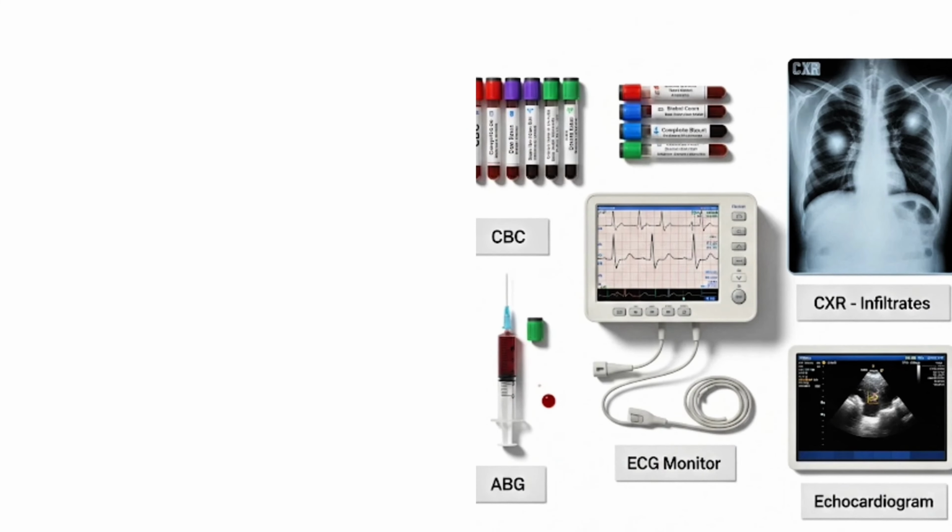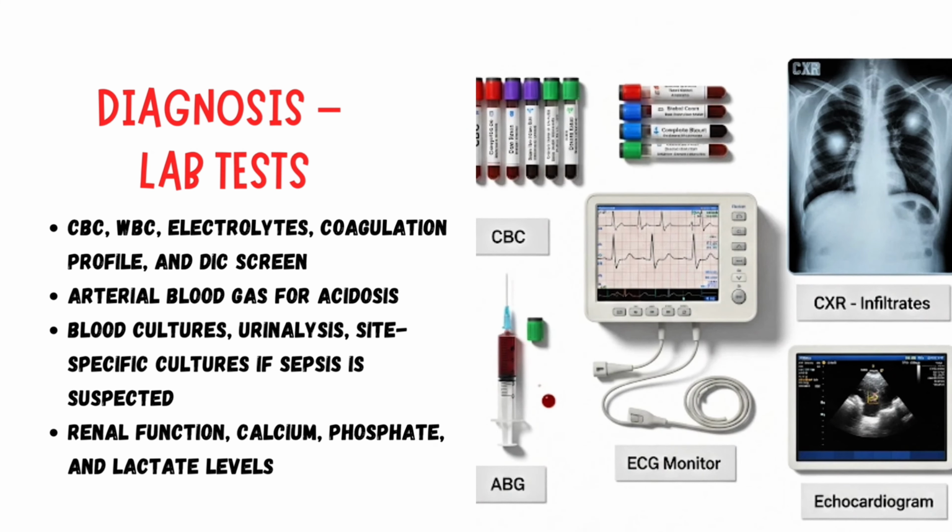In laboratory diagnosis, we should do CBC, WBC, electrolytes, coagulation profile, and DIC screen. In case of acidosis, we should do arterial blood gas and lactate level. If sepsis is suspected, we should do blood culture and site-specific culture. We should also check renal function.